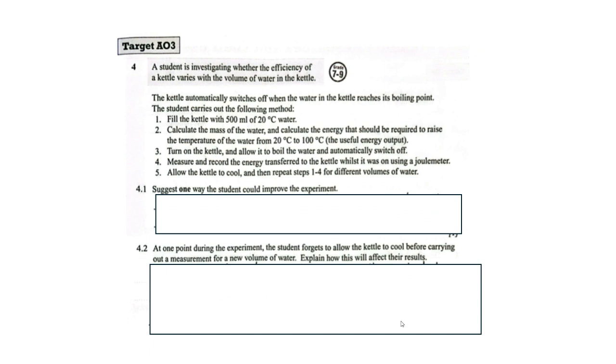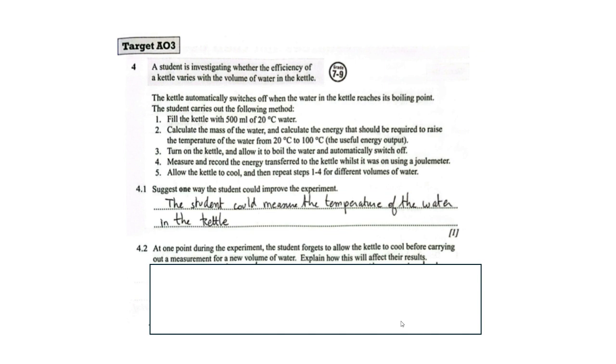Turn on the kettle and allow it to boil the water, and automatically switch off. Measure and record the energy transferred to the kettle using a joule meter. Allow the kettle to cool, and then repeat 1 and 4 for different volumes of water. Suggest 1 way the students could improve the experiment. They could measure directly the temperature of the water in the kettle instead of waiting for it to boil and switch off.